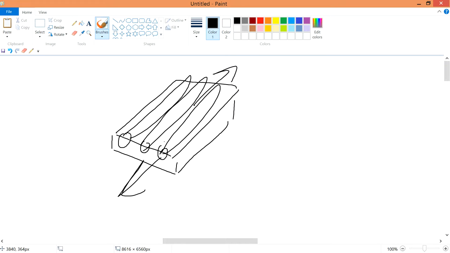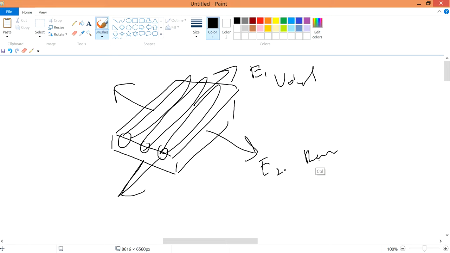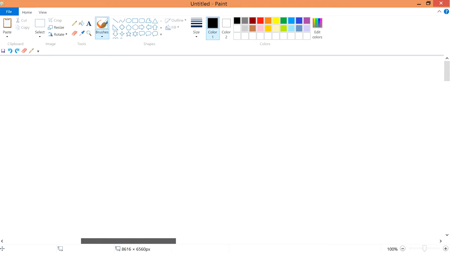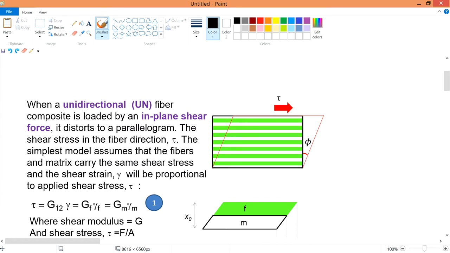the longitudinal E1 Young's modulus of your composite, and over here this is a transverse E2, your Young's modulus in the 2 direction. E1 is the Voigt model, and E2 is the Reuss model. Now we're going to talk about the interactions between E1 and E2, which is considering the shearing. We call this the in-plane shearing, as suggested over here, in-plane shearing force.